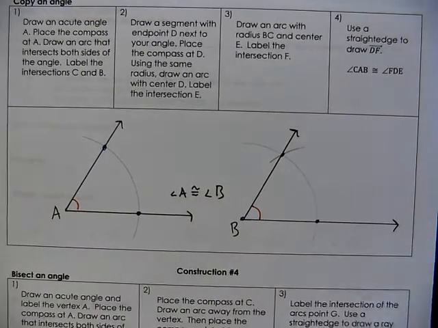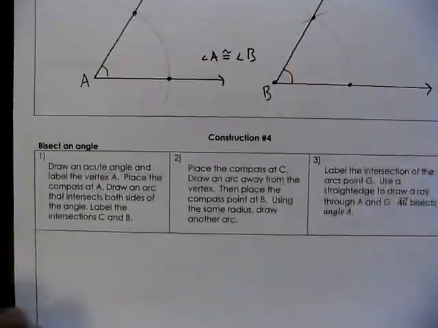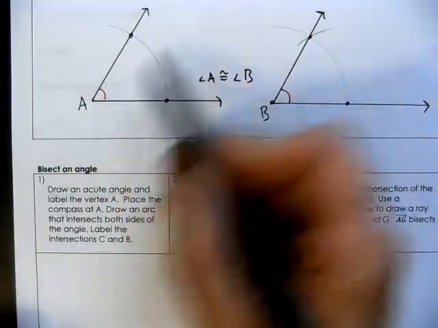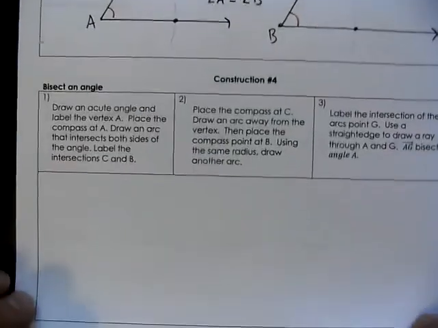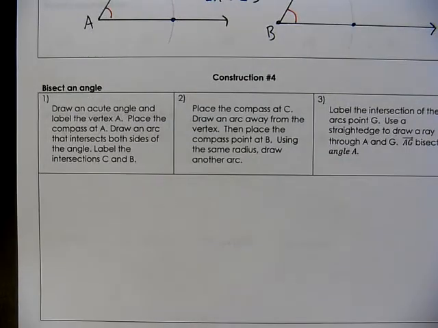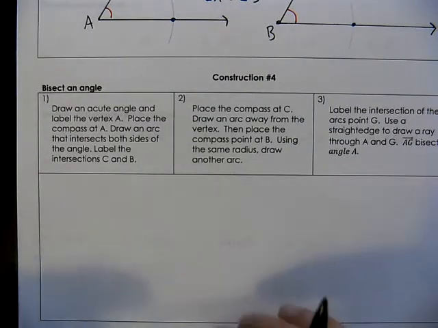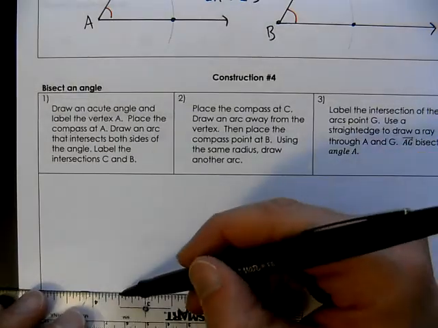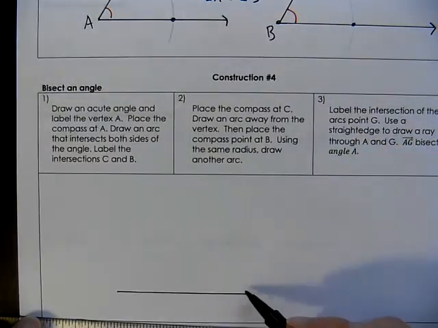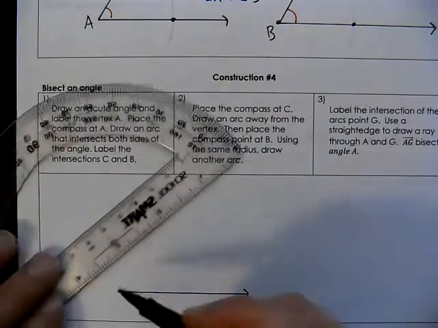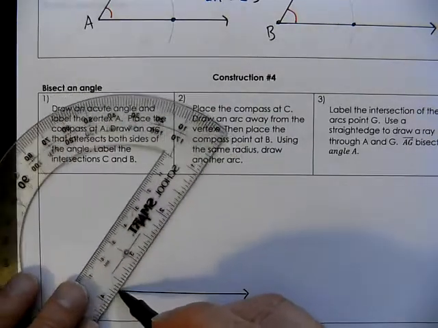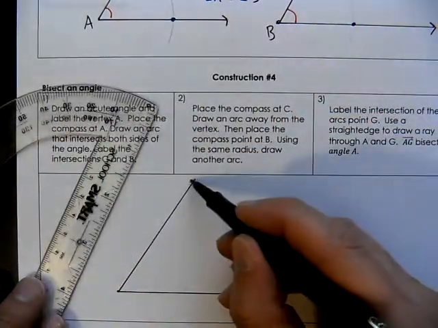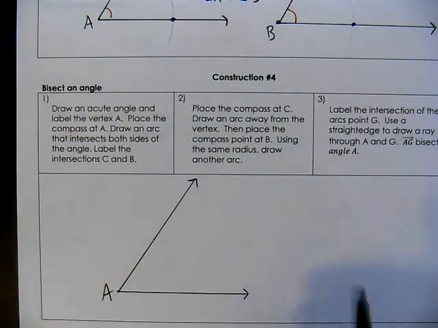So with our final construction number 4, we are going to take an angle and we're going to bisect it precisely in half. So again, we're going to start off with an angle. It could be acute, it could be right, it could be obtuse. It doesn't really matter. Here I'll use an acute angle. And we'll call that angle A.